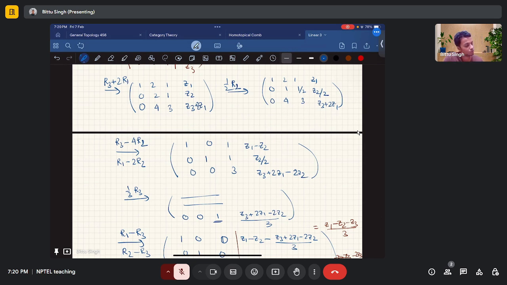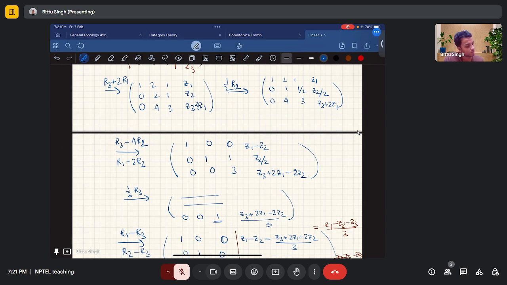R3 minus 4 R2 and R1 minus 2 R2. Yes, it is okay. So R1 minus 2 R2 will give 0 here and also 0 here. Z1 minus Z2, it is okay.